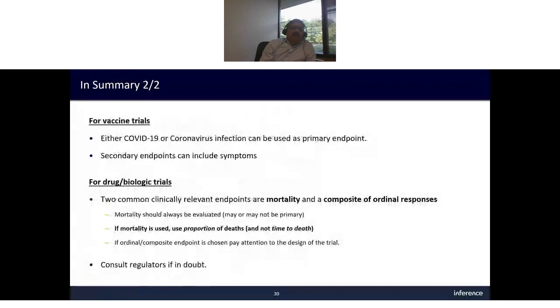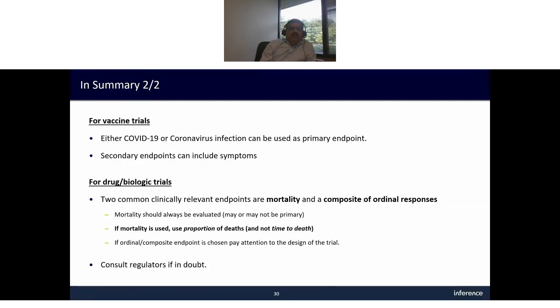For vaccine trials, either the disease itself, COVID-19, or the virus infection can be used as primary endpoint, as I said. Secondary endpoints can include symptoms, hospitalization, etc. For drugs and biologics, the two most commonly used endpoints right now are mortality and the composite of ordinal responses. Mortality is key because it has to be there all the time.